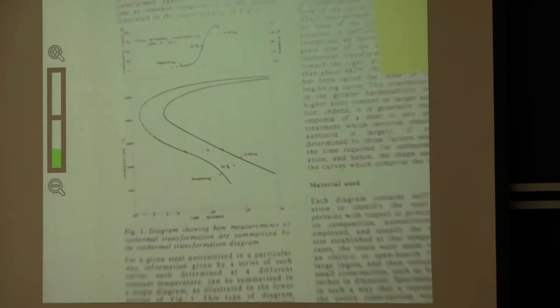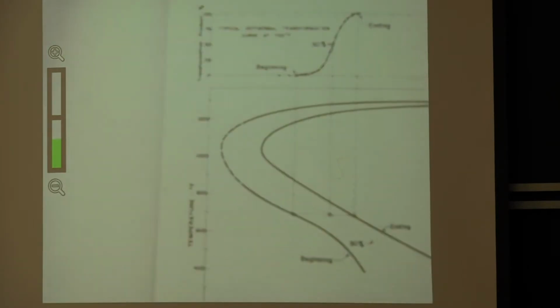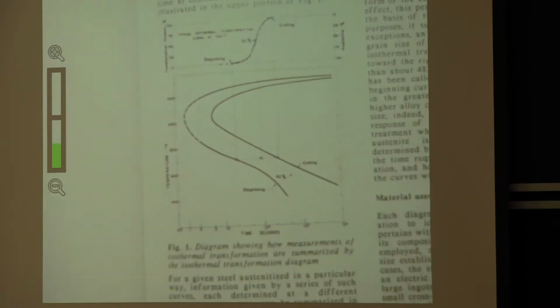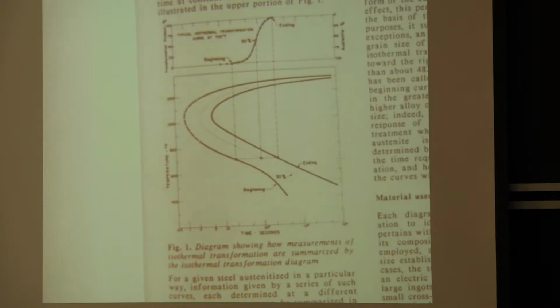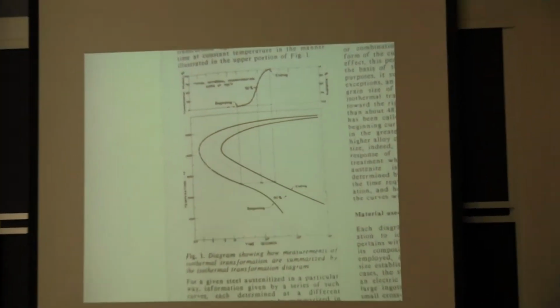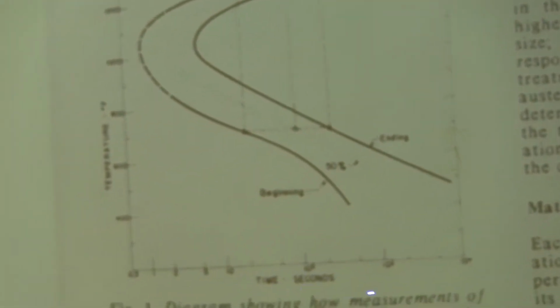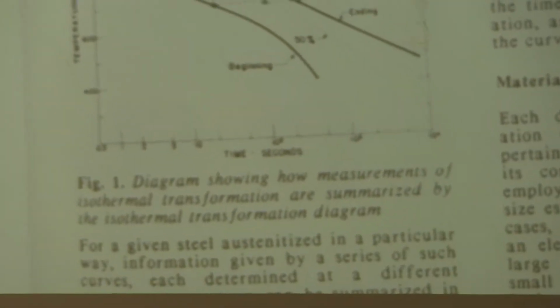A little light reading in the evening, okay? So here's a transformation curve for steel. It's probably better that way, I think. So here's the steel transformation curve, and it's log time in seconds versus temperature, linear temperature.